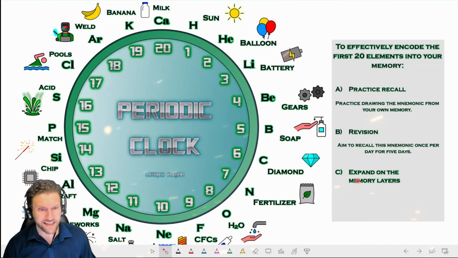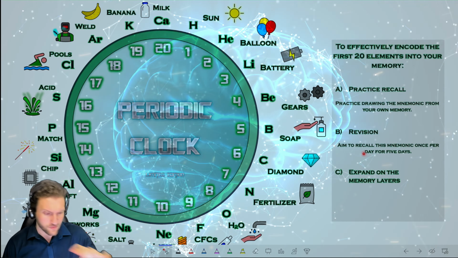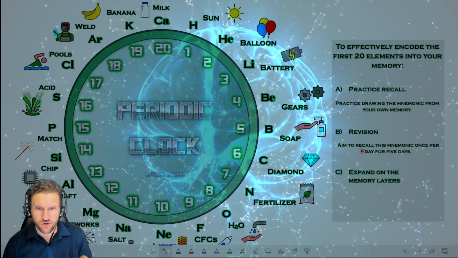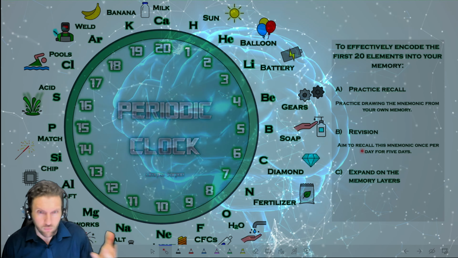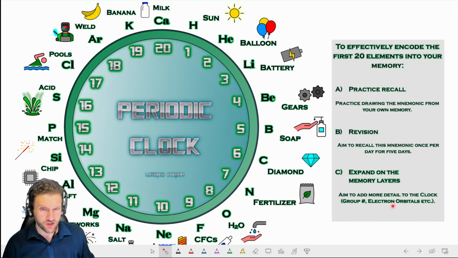Very, very important. Expand on the memory layers. Once you have this fundamental structure in your mind ingrained in your memory, why not add to it? You can totally expand. You can learn so much more about the elements. Okay, well done. There's some suggestions there as well.